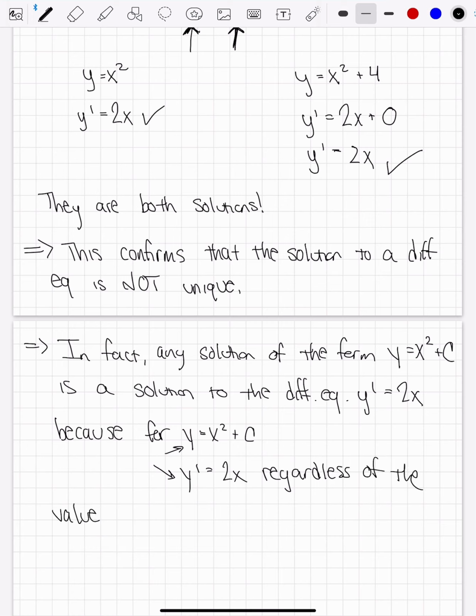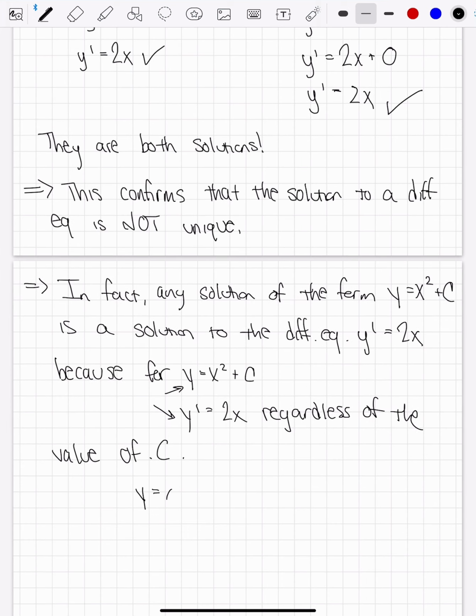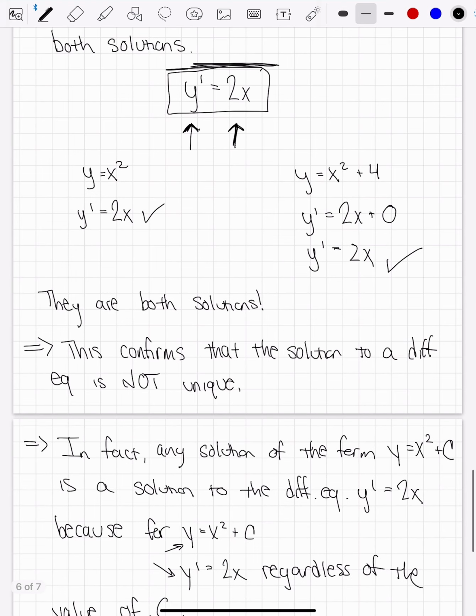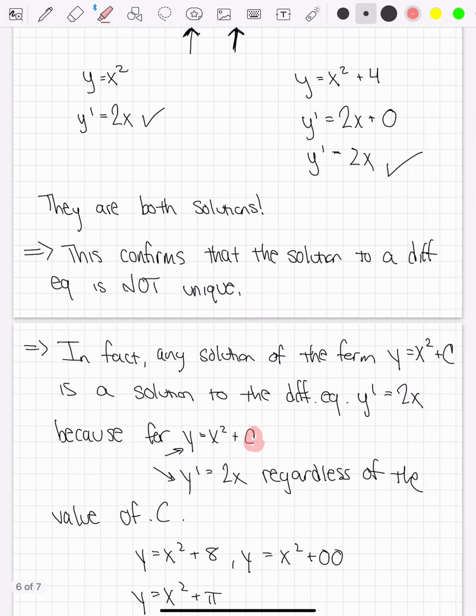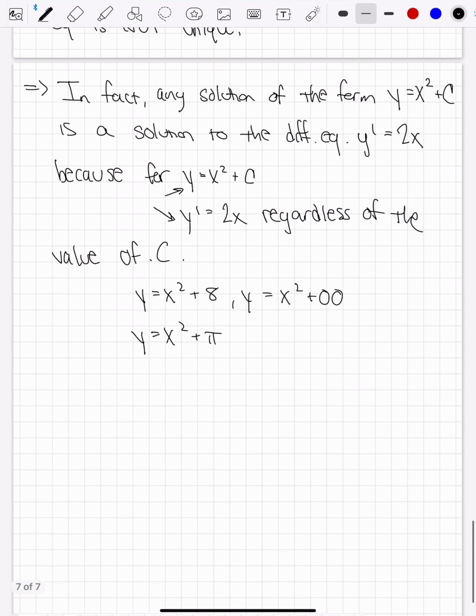So that means we could have had, for example, y is x squared plus 8, y is x squared plus 100, y is x squared plus pi, and all of these are solutions to this differential equation. So the constant doesn't matter what you change it to. You can change it to an infinite possibility of numbers, because when you take the derivative of it, it's always going to be 0 when we're talking about a constant.